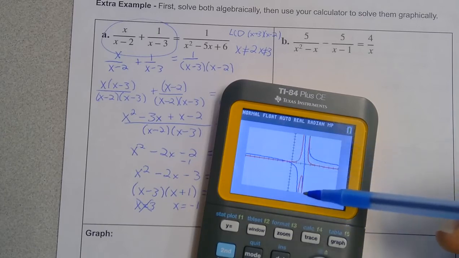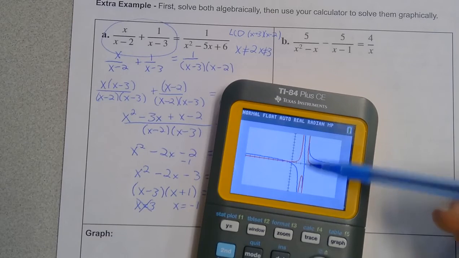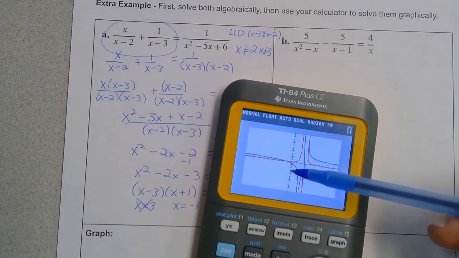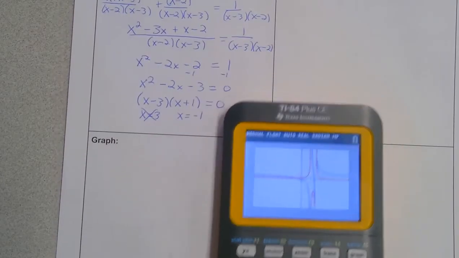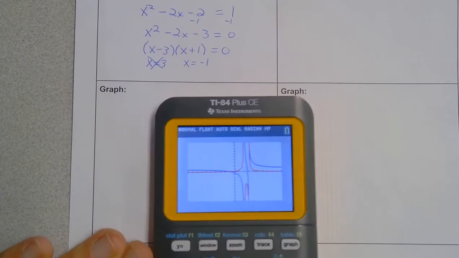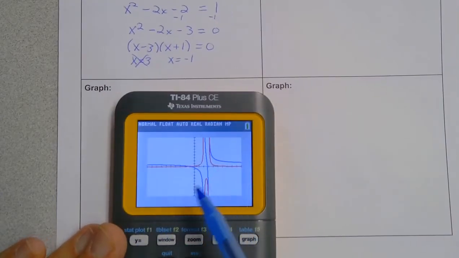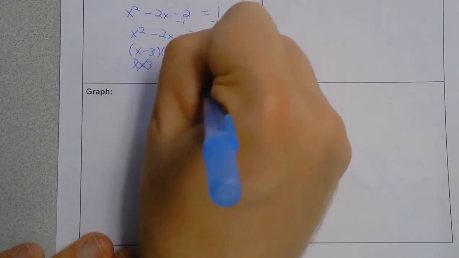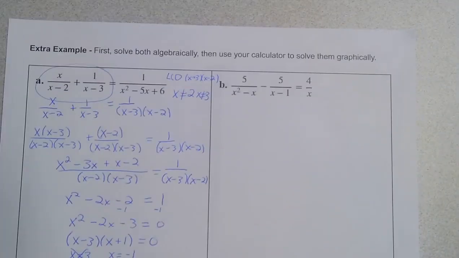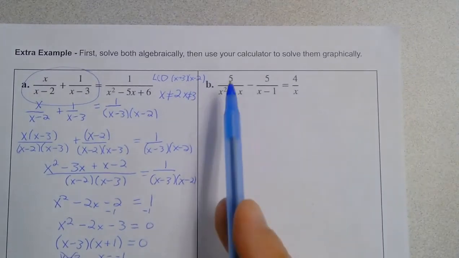And I can see I have an asymptote here at 3, so they're never going to cross. And the equation is crossing at -1. So there's what my graph looks like. And I would sketch that, but you can see the picture here. There's one solution at x equals -1. So now we're going to do another example here.